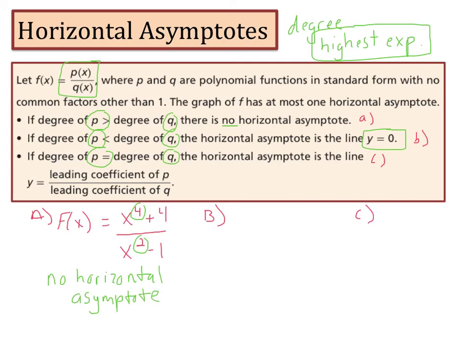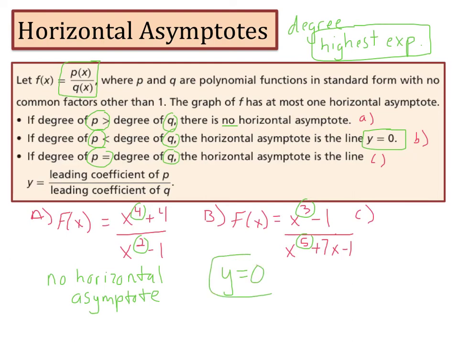Now let's look at scenario B. So in scenario B, let's say I had x to the 3rd minus 1 over x to the 5th plus 7x minus 1. Now in this one, the degree of p is less than q. So the horizontal asymptote is the line y equals 0.